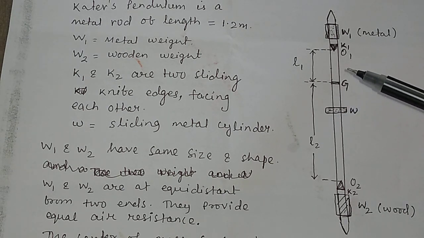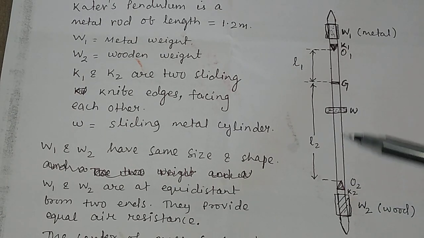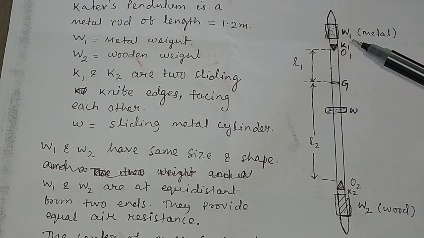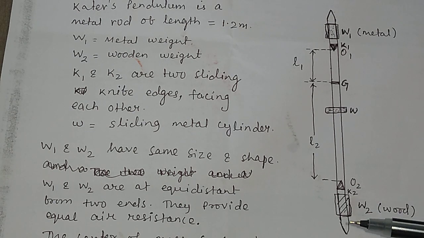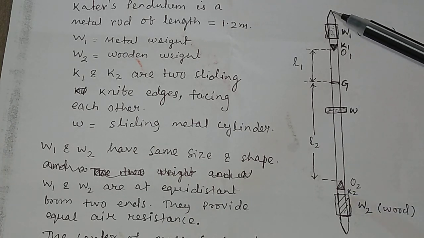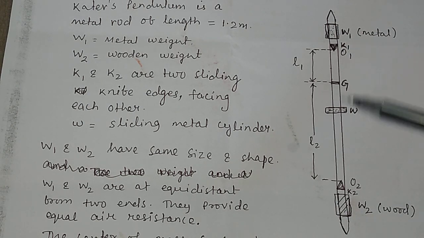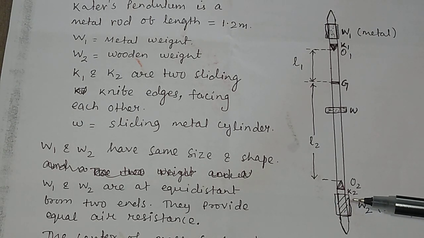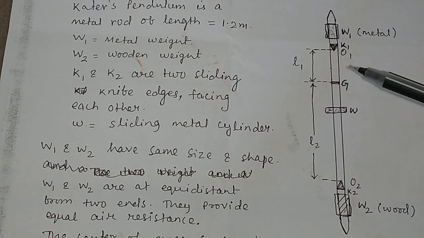And here the two weights W1 and W2, that is the wooden weight and the metal weight, they have the same size and shape. And W1 and W2 are equidistant from the two ends. From this end, the distance of the weight W2 is equal to, from this end, the distance of the weight W1. And these two weights W1 and W2 provide equal air resistance on both sides of the metal bar.